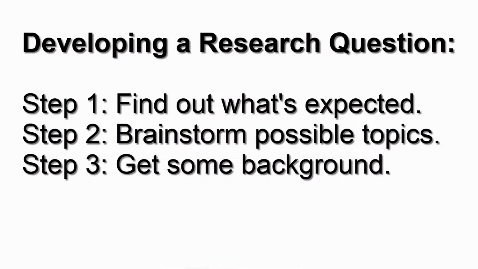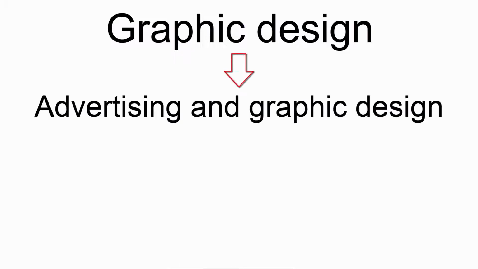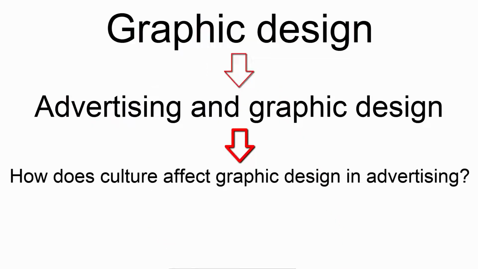Step 3, get some background. Once I have some ideas, I do a little general research to help me select a topic. As I explore, I can start to actually shape my research question. Getting enough background helps me come up with an informed, complex research question. For instance, I'm a graphic design major, so I might start with a general interest in advertising and graphic design. After learning about some differences in ads in the US versus in other countries, I might ask, how does culture affect graphic design and advertising?